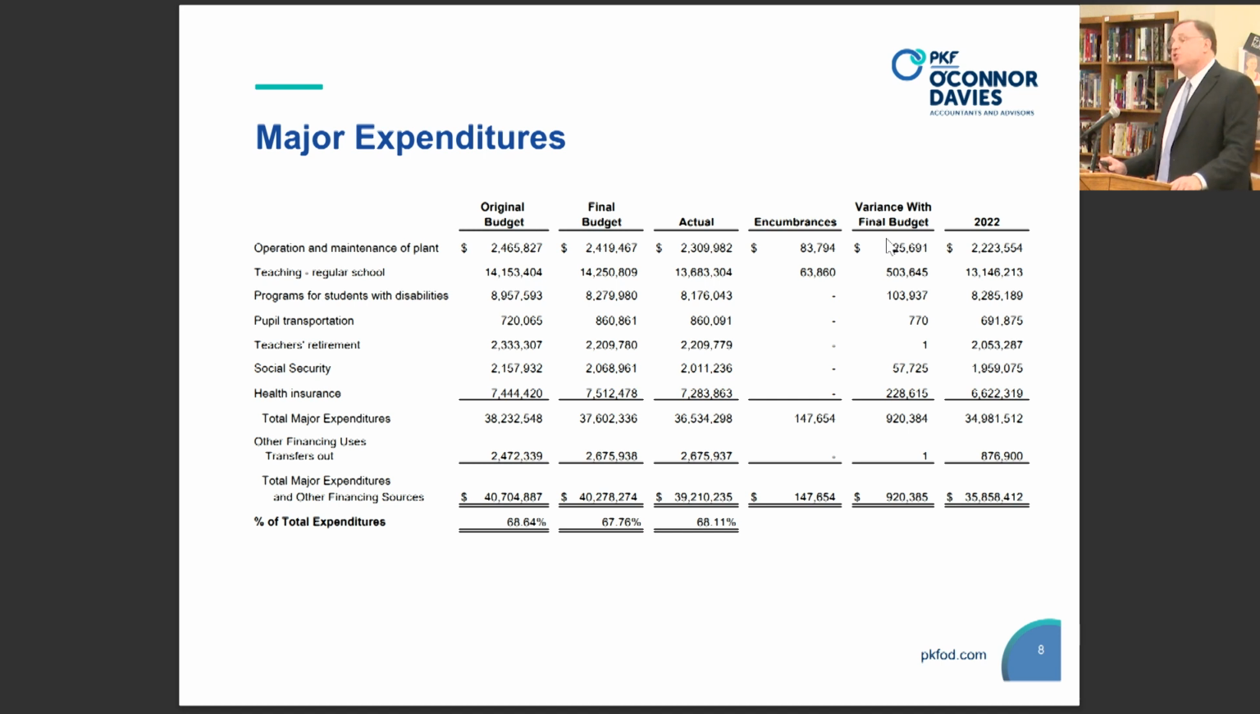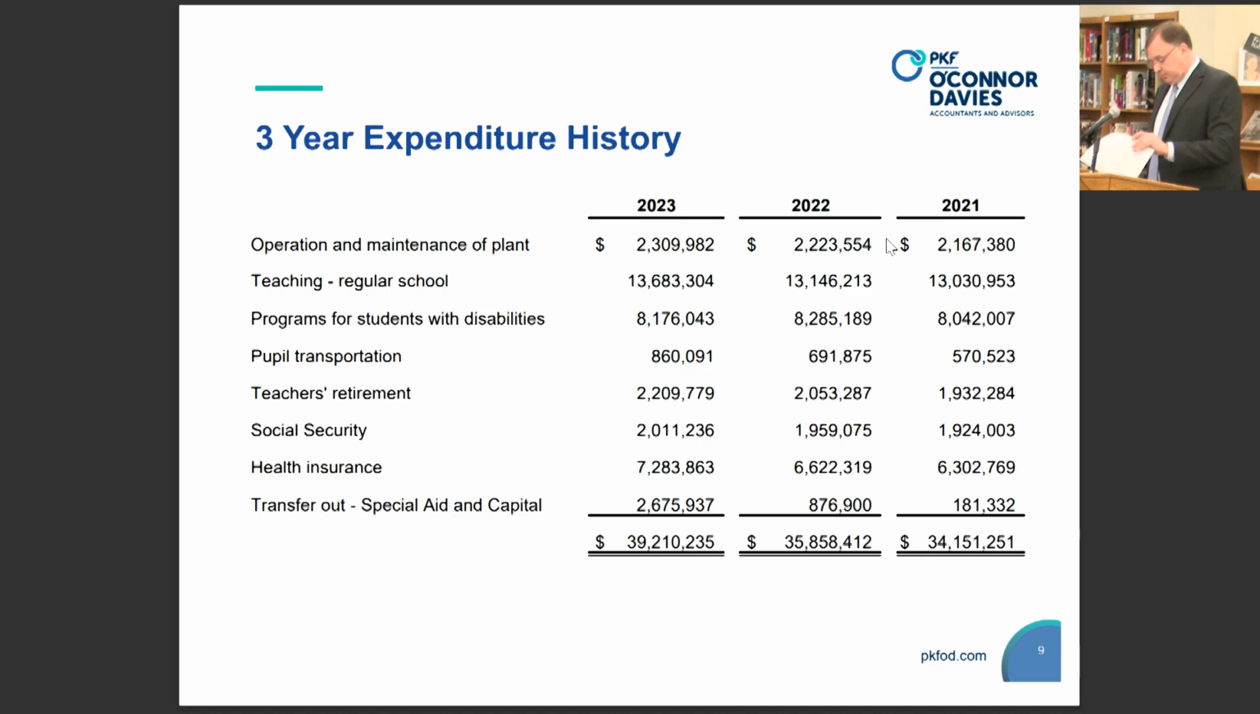You'll see also that the transfer outlay was about $2.6 million compared to about $800,000 last year, but that was a planned, budgeted transfer from previously appropriated fund balance to fund some of the capital improvements that you have going on. And again, this slide just shows you a 3-year expenditure history. It's really very consistent year to year if you back out that transfer to capital, which is the last line, because that's almost $2 million more in 23 than in the previous year.